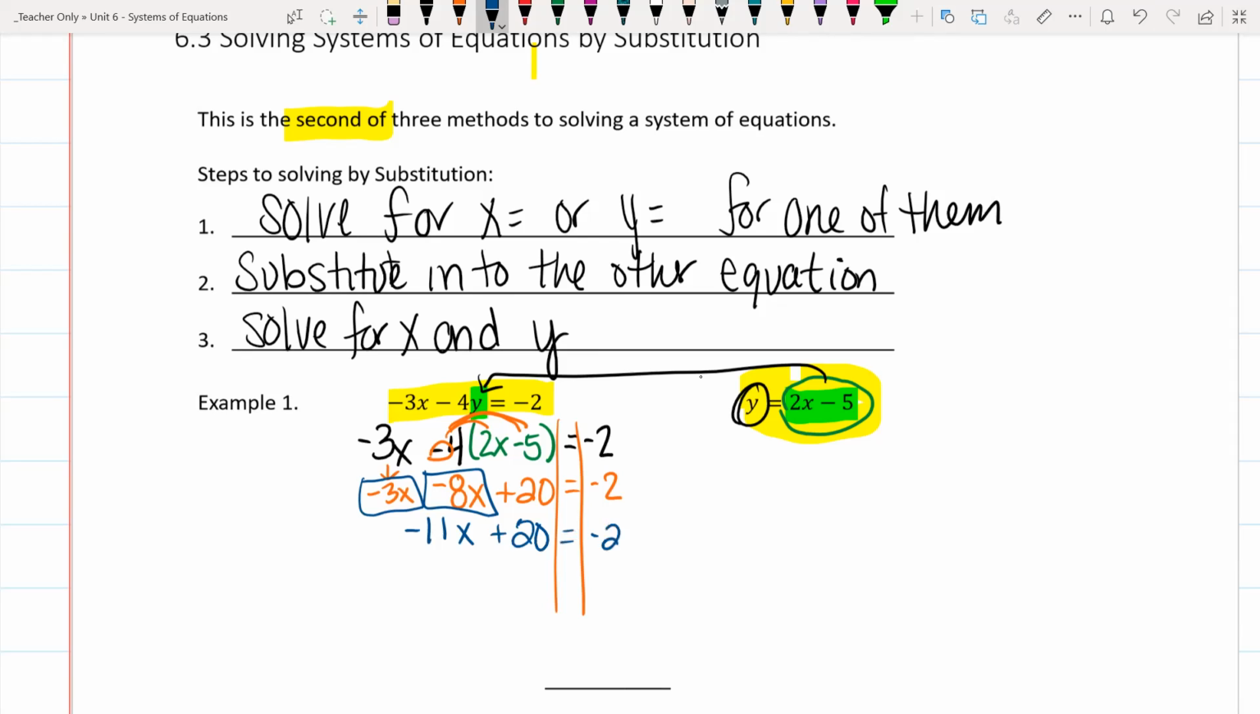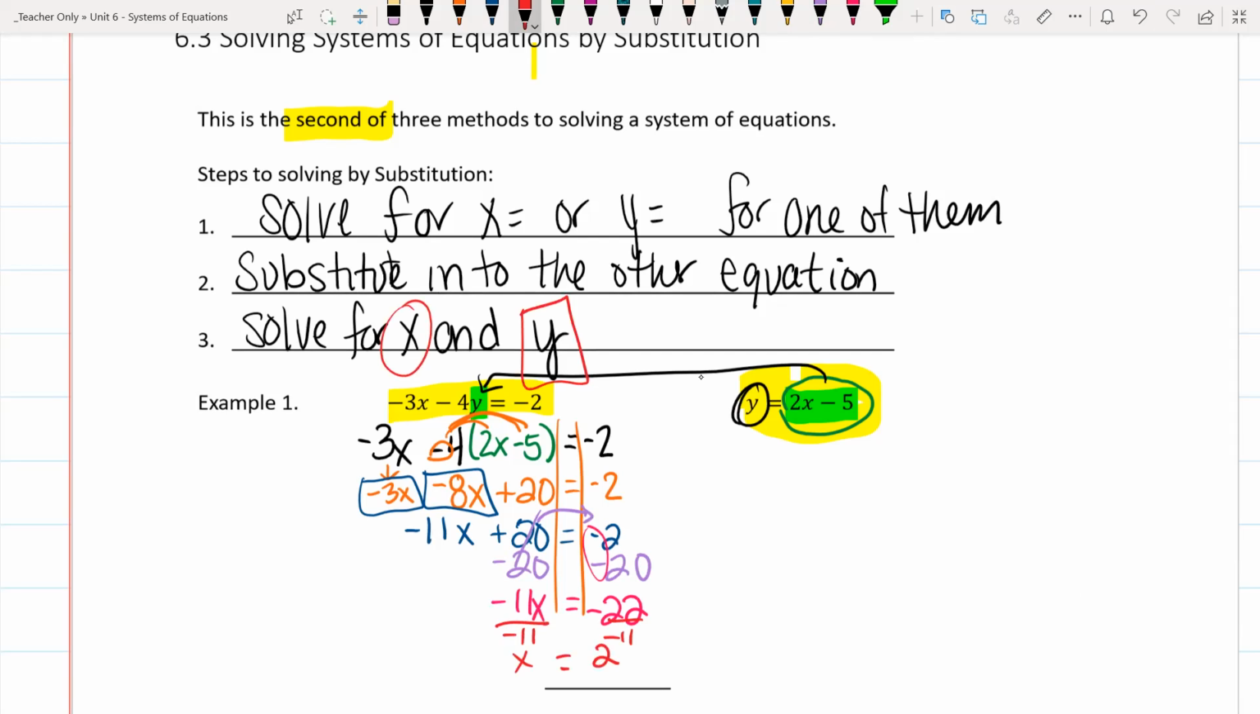Now we're going to try to get x alone. So we want to move this 20 over. We do that by subtracting 20. Those cancel. We're left with -11x equals, since these are both negative, it's a -22. I need to write a little smaller. Divide by -11. x equals 2. I'll just write it below the line. Okay, so I get x is equal to 2. So I've solved for x.